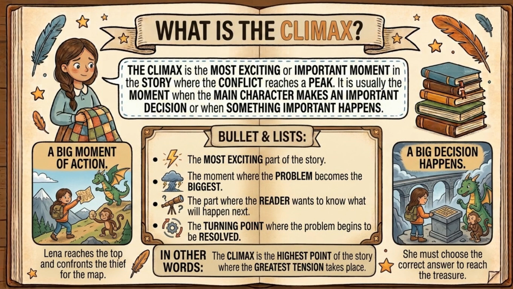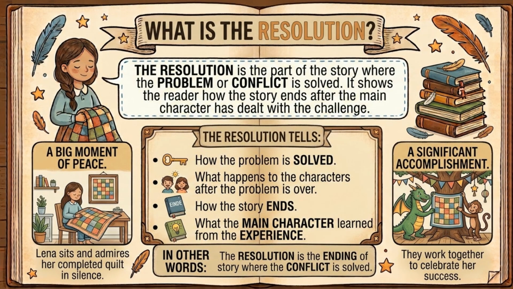The climax is the most exciting and important moment in a story. It is the point where the conflict reaches its highest point, and the main character has to make an important decision or take action. The resolution is the part of the story where the conflict is solved, and the story comes to an end. It shows what happens after the climax, and explains how the characters deal with the outcome of the problem.